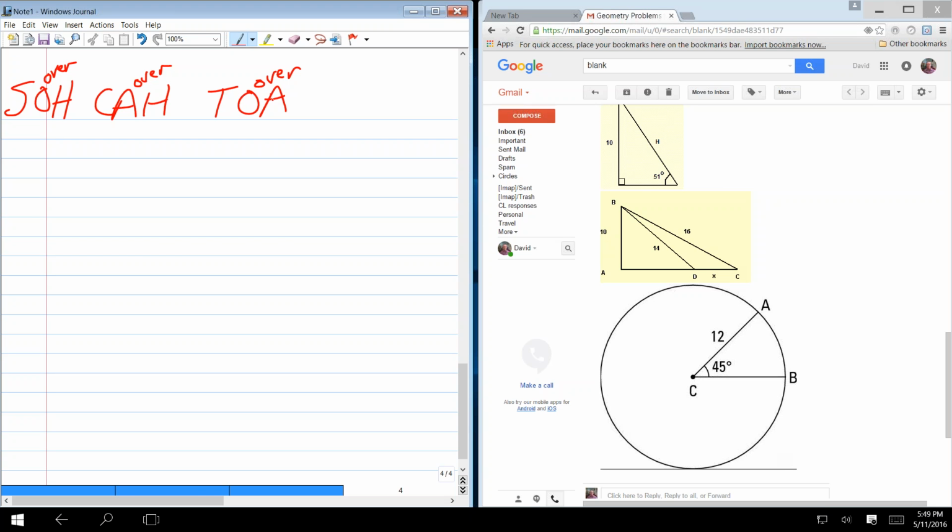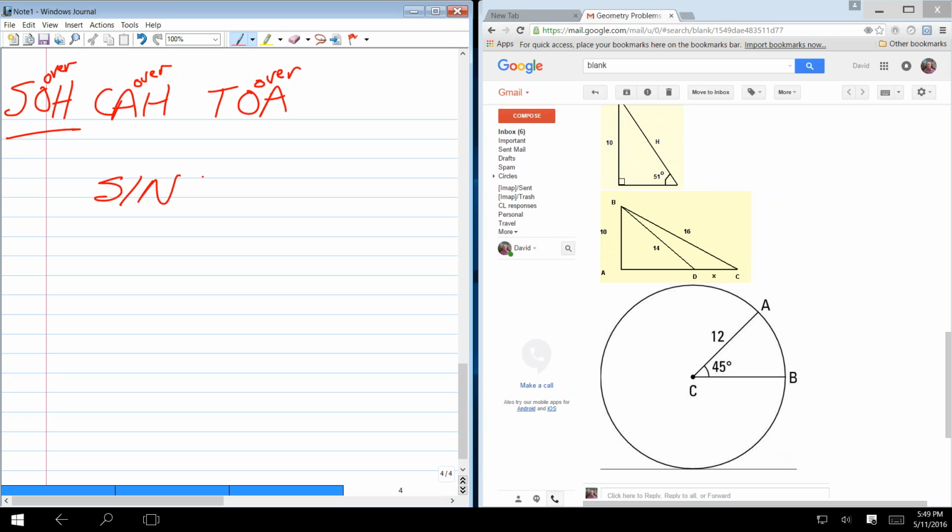So what we have here is the opposite side to that angle and the hypotenuse. That's sine. Opposite, yes, that's right. So what's the equation going to be? Always start with the trig function. I know I'm going to use sine. What's the rest of it?